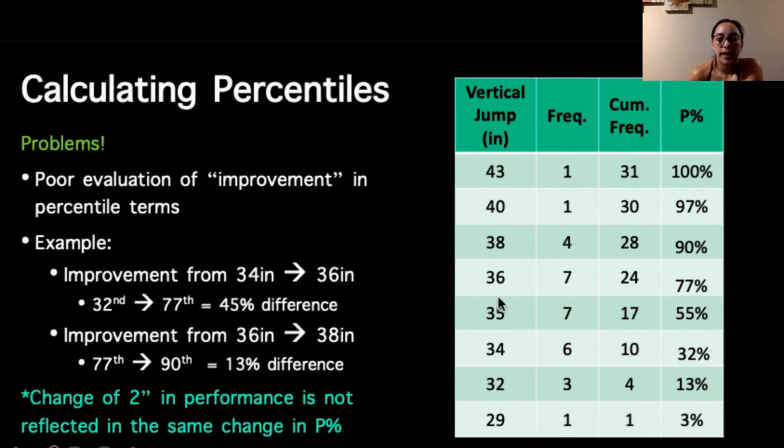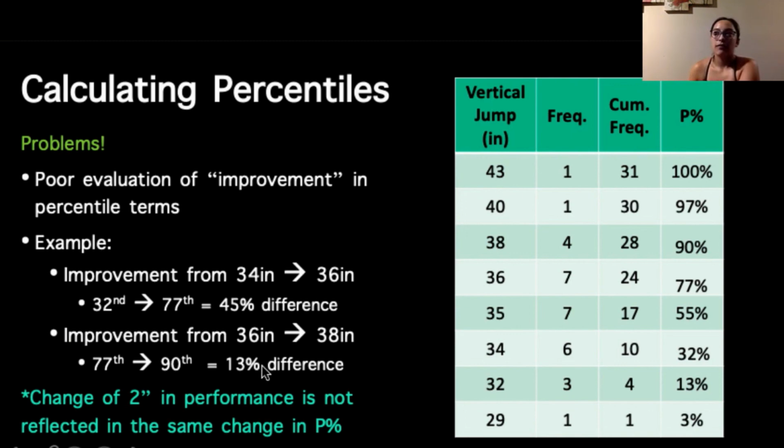Now, if we did the exact same process for 36, said 24 divided by 31 times 100, we get 77%. Okay, so a difference of 2 inches in this case is equivalent to a 45 percentile difference. But if we looked at a 2-inch difference between 36 and 38, let's say, now we're looking at a jump from the 77th percentile to the 90th percentile. That's only a 13% difference in percentile ranking.